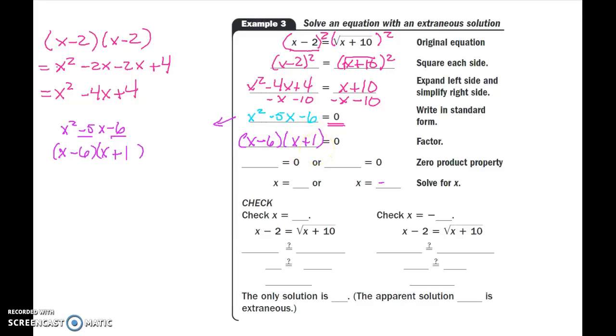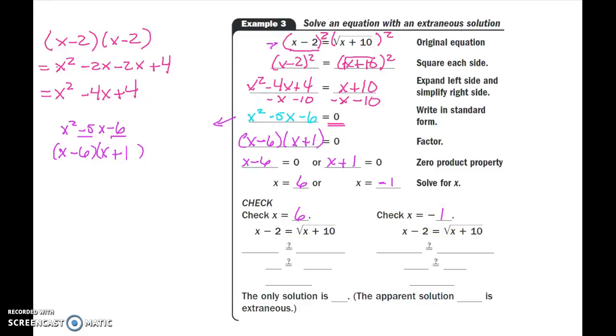There's my factors. And of course now, to solve, we use the zero product property, and we set each factor equal to 0. And when I add 6 to both sides, I get 6. And when I subtract 1 from both sides, I get negative 1. Now, when we solve this kind of equation, where there is an expression on the opposite side from the radical, we have to check our solutions. It's not even an option because extraneous solutions can happen.